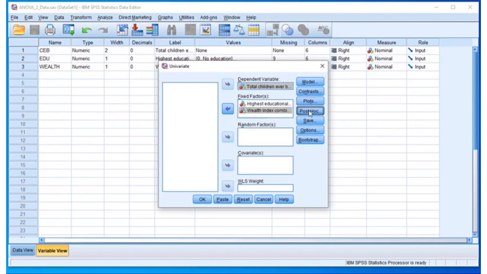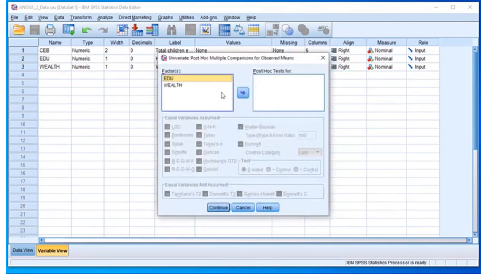And for the post hoc test, you can take education as well as wealth index, and then choose the Tukey test for post hoc and click.